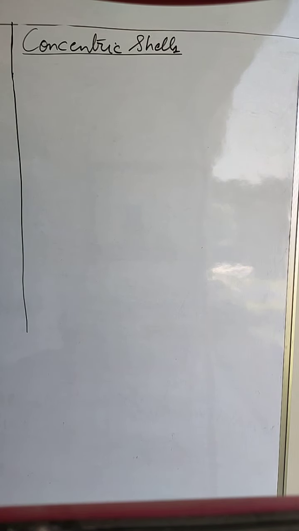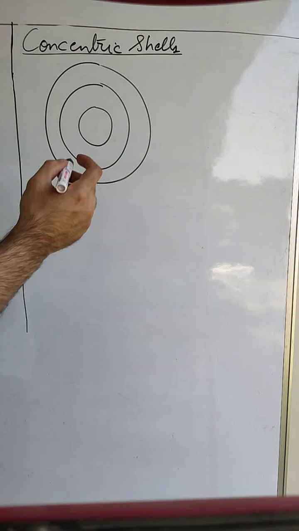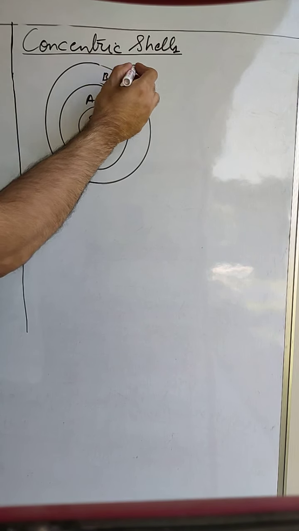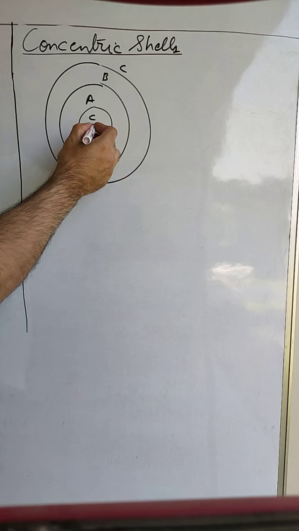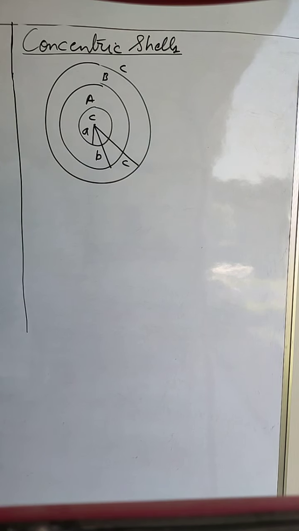Now in this video, let us consider another example. This time, instead of taking two concentric shells, let us take three concentric shells. These are three concentric shells with their center at point C. Let these shells be A, B and C with the radii A, B and C. Let us give charges on them.